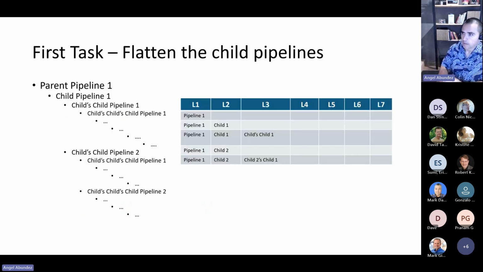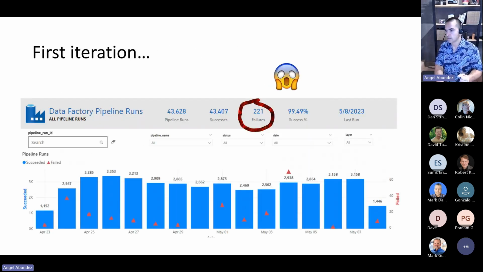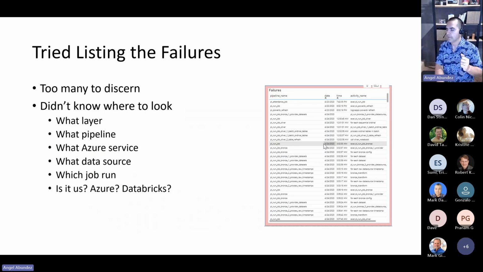So after we looked at the data, we decided this is a great first start. We had some failure information. Great first start, right? But in my case, and probably in some of your cases here today, we have a very big pattern where we have parent ADF pipelines and child ADF pipelines.